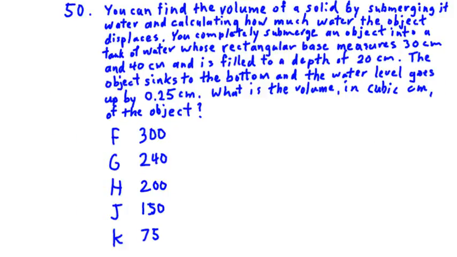Next, 50. You can find the volume of a solid by submerging it in water, and calculating how much water the object displaces. You completely submerge an object into a tank of water of a rectangular base. So you're talking about an aquarium, really. So you're looking for the rectangular base. I can't even draw this halfway accurately. So you have this rectangle I'm drawing here. Okay, that's going to be close enough.